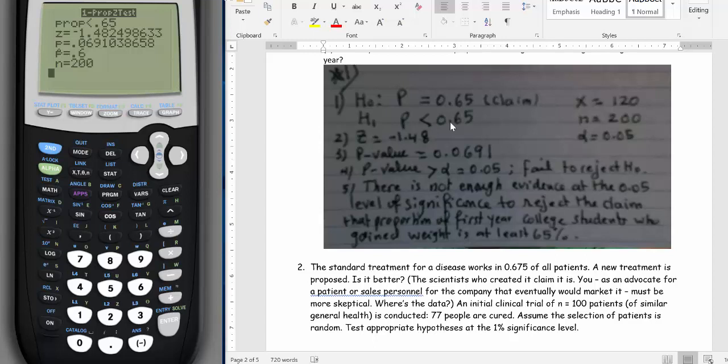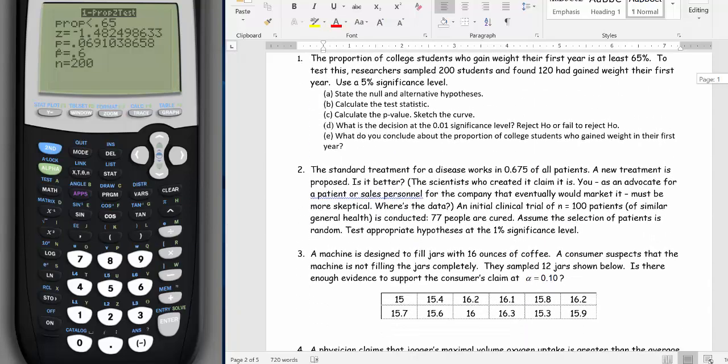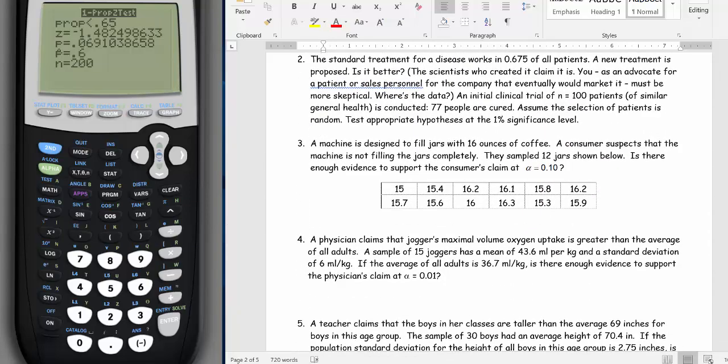Now we're going to go to the second exercise. I'm going to take you back to the problem. Here we go. Number 2. The standard treatment for a disease works in 0.675 of all patients, which is, if you convert it to a percent, 67.5% of all patients. A new treatment is proposed. Is it better? The scientists who created it claim it is.